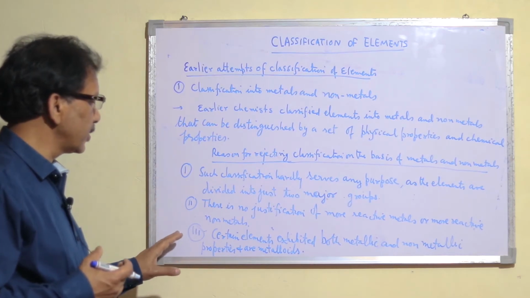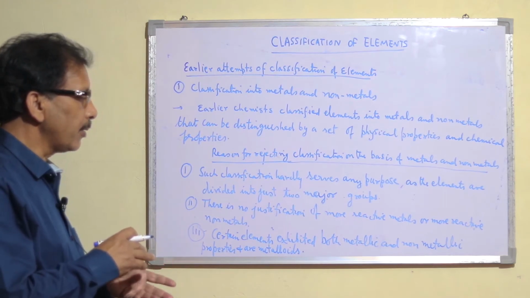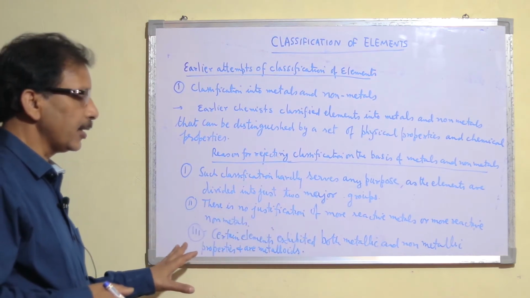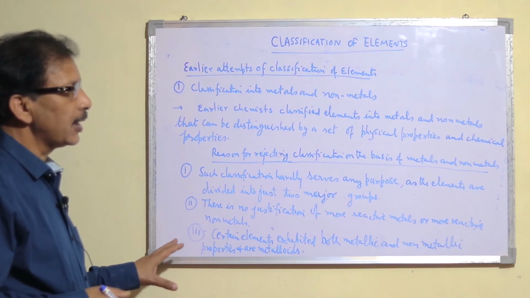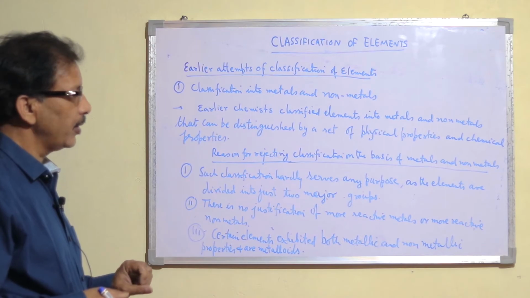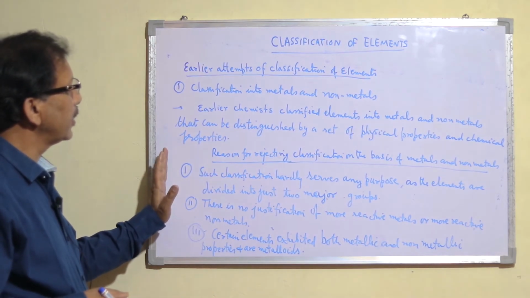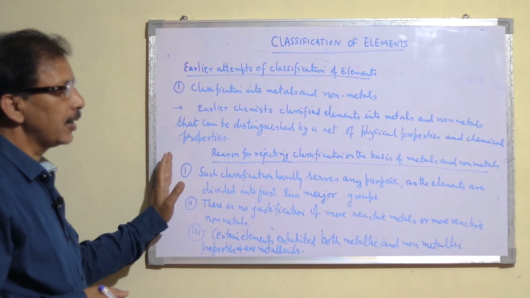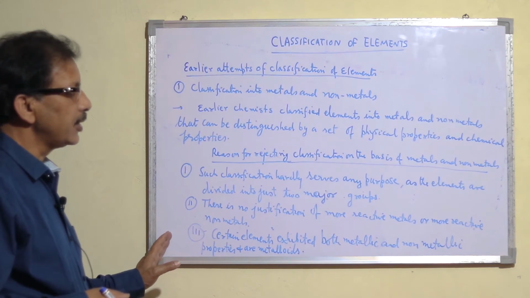And the third reason is that certain elements can show both metallic character and non-metallic properties, and these elements are called metalloids. So in this way, the earlier attempt by the chemists to classify elements into metals and non-metals is a vague classification, and it was rejected.